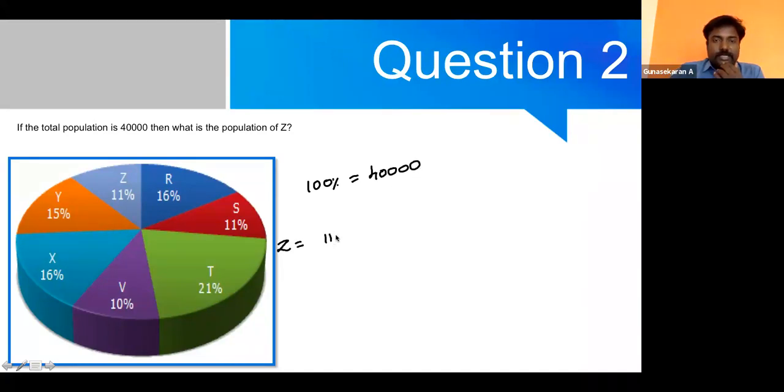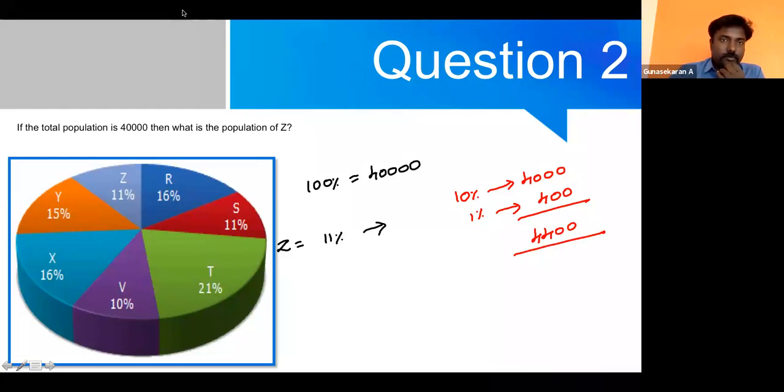Village Z represents 11%. So 10% how much? 1% how much? 4,400.